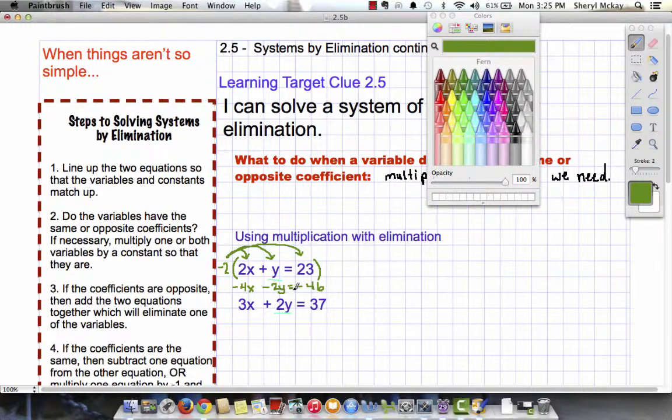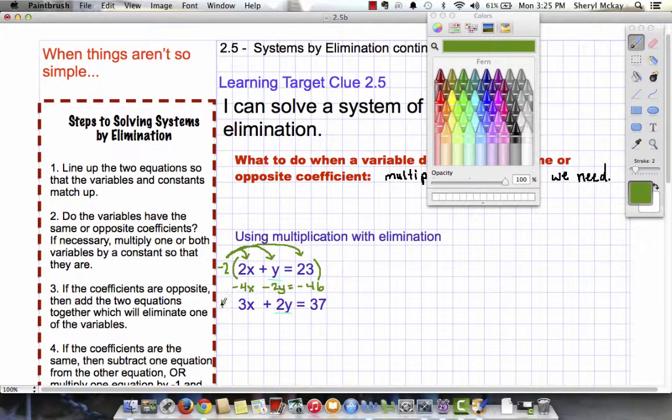Now that I've changed my equation, the equation isn't any different. It's still the same equation. It's just been multiplied by negative 2. And so that's a good thing about math, is you can do that. If you multiply everything in the equation by a number, it doesn't change the actual line. It's still the same line. So now I have negative 4x minus 2y equals negative 46.